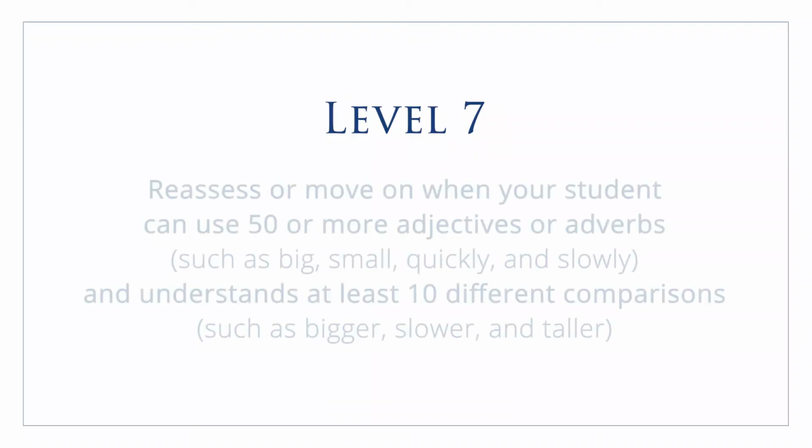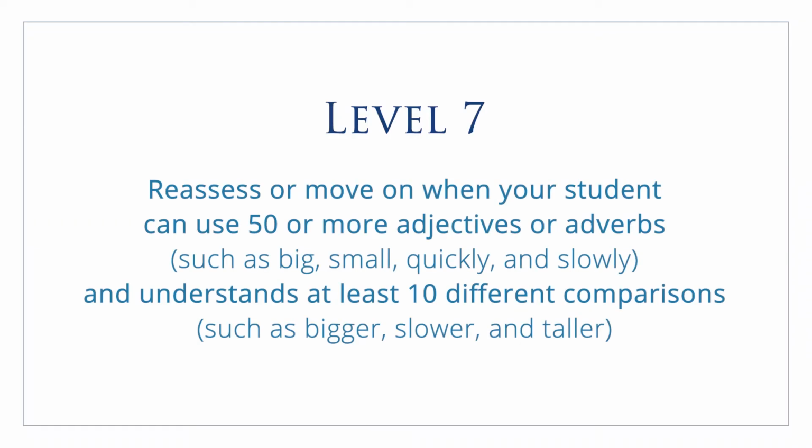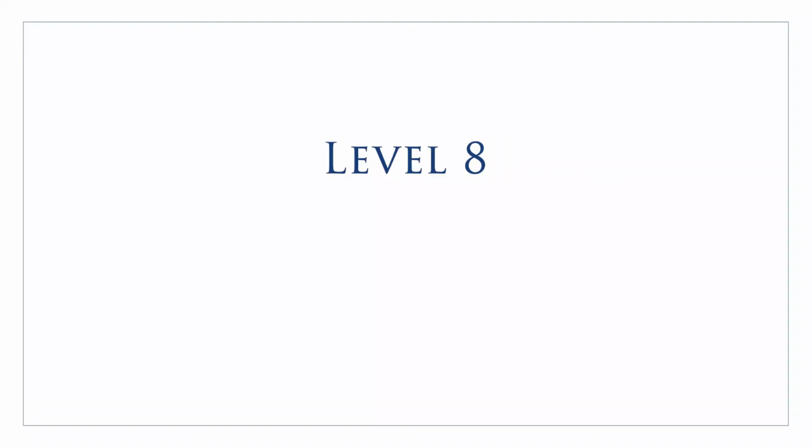Level 7. Reassess or move on when your student can use 50 or more adjectives or adverbs like big, small, quickly, or slowly, and understands at least 10 different comparisons like bigger, slower, or taller. Level 7 helps students achieve a greater breadth of self-expression by teaching relative comparisons, adjectives, and adverbs.